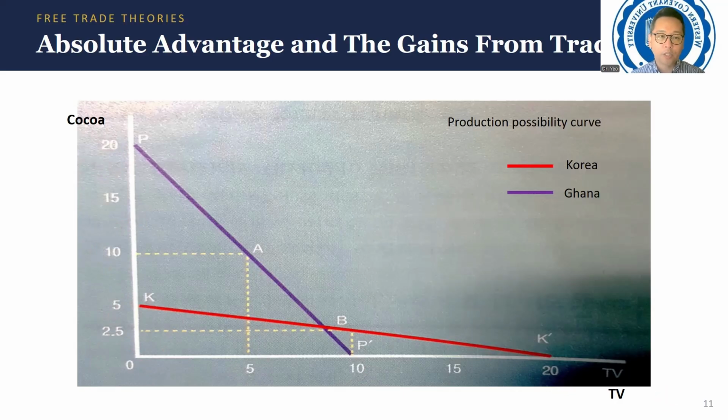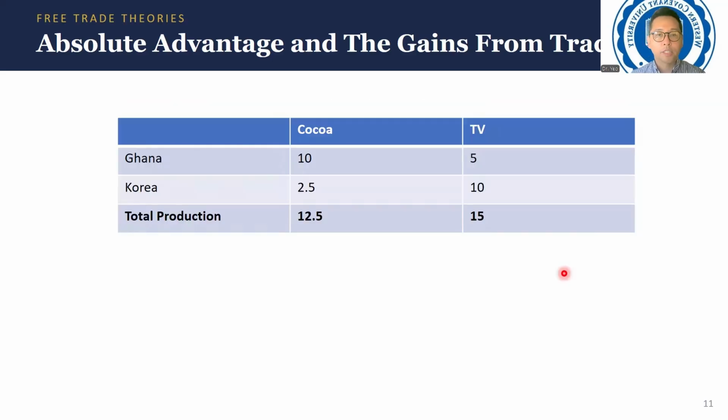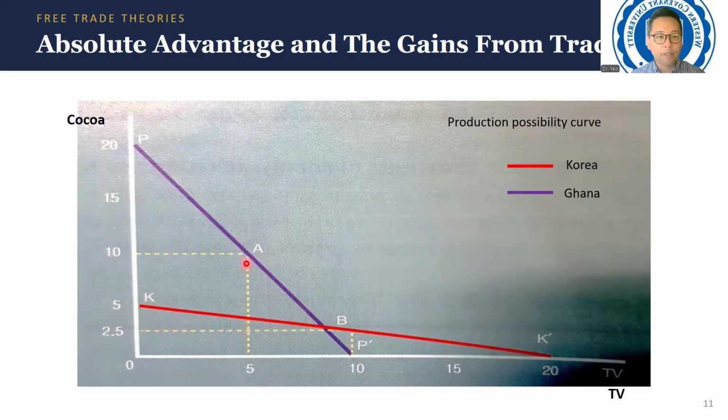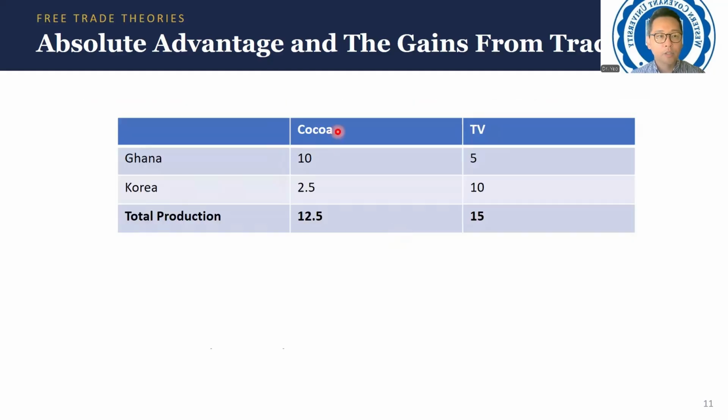So based on this assumption, let's take a look at the chart. When they make cocoa, it's half and half: 10 and 5, and 10 and 2.5, right? So Ghana can make 10 cocoa or 5 TV, and Korea can make 2.5 cocoa or 10 TV. So the total production both countries can generate is 12.5 for cocoa and 15 for TV.